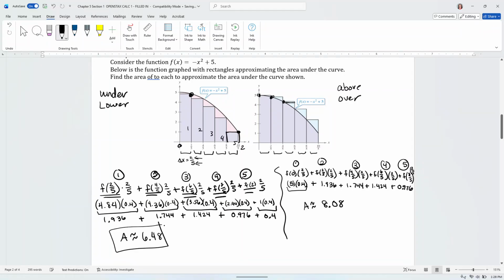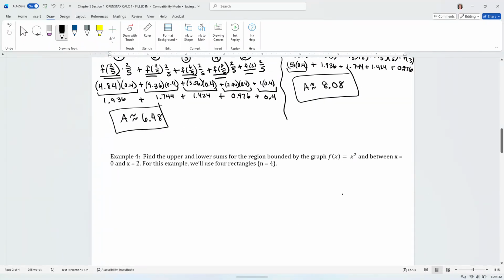This was my under, this was my over, and the actual value is in the middle. Okay, I don't know about smack dab in the middle. That's a conversation for another day. It depends on the shape of the graph, and the width of each rectangle.